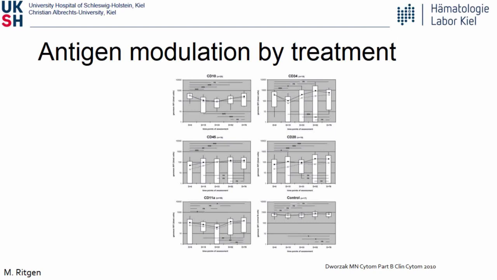And this is, for each antigen, again, individually a process. So CD34 is also going down and up again, whereas CD20, for example, shows an increase at the early time point and then a more or less stable phase.